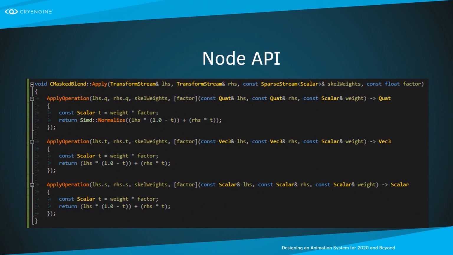So let's talk a little bit about the node API. To abstract away our vectorized pose buffers that I talked about previously, we introduced a simple API for implementing nodes within our graph. For parent space operations specifically, which is the main use case for most of the nodes that we are implementing, we're providing a bunch of higher order functions.